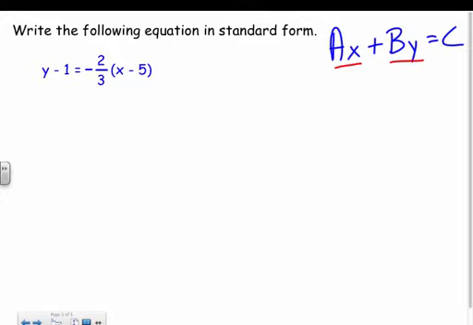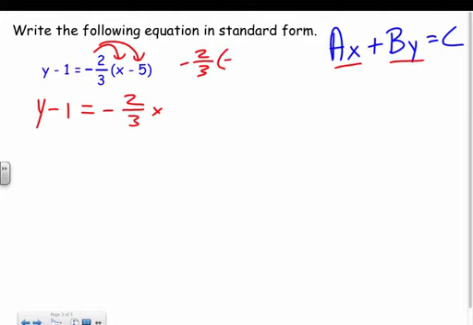And we want to make sure that the GCF of A, B, and C is one. A couple of little rules to that. So first things first, let's start simplifying. I've got to distribute this negative 2/3 in order to simplify. So I'll rewrite y minus 1. So negative 2/3 times x. Well, I have negative 2/3 times a negative 5. I'm going to write that up here.